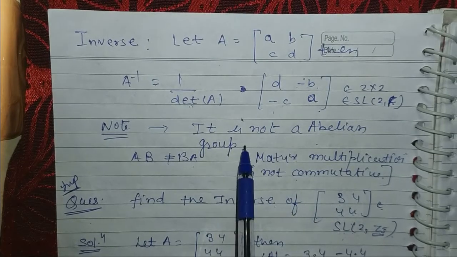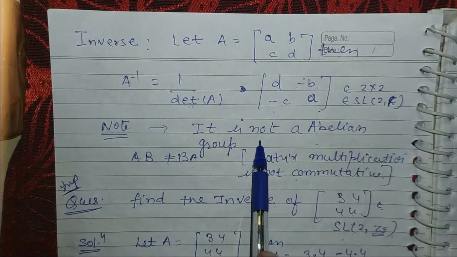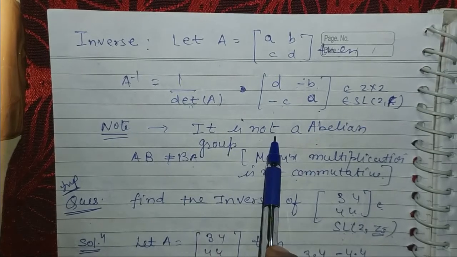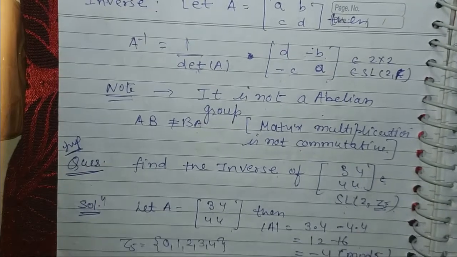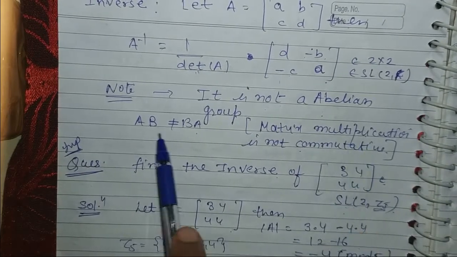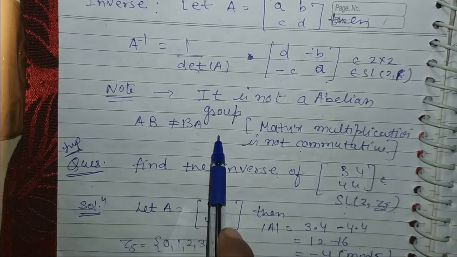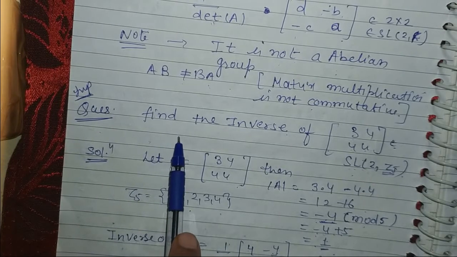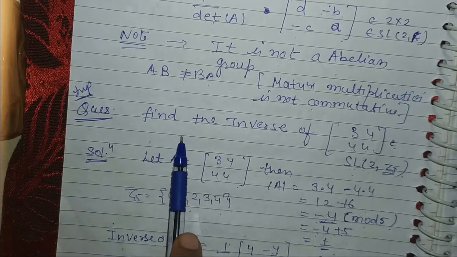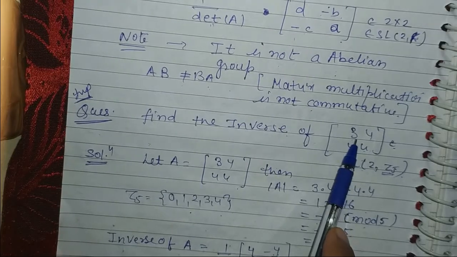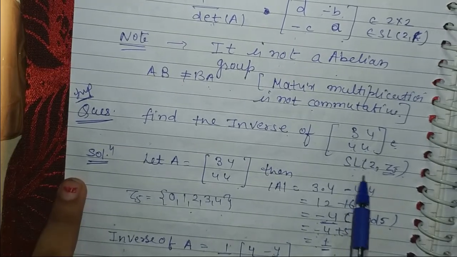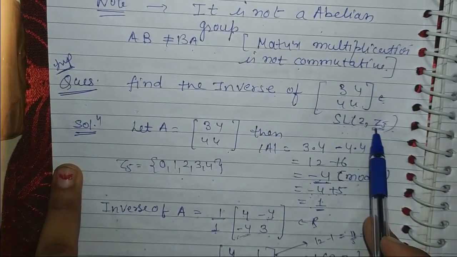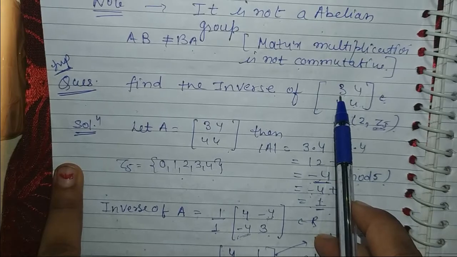You can also see that matrix multiplication is not commutative. So I am mentioning here that SL2R, these types of matrix groups, are non-abelian groups. Why? Because AB is not equal to BA. I am defining here an example. In the examination, sometimes the examiner asks to find the inverse of a matrix belonging to SL2 Z5. Here all the matrix entries belong to Z5.